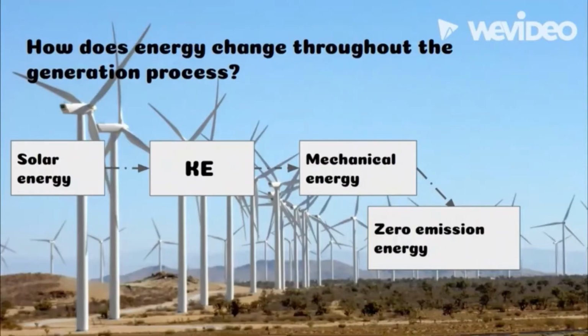How does energy change throughout the generation process? First, wind or solar energy makes the blades move, which creates kinetic energy and converts it into mechanical energy because of the position and the movement of the blades. In the process of kinetic energy converting into mechanical energy, it produces zero emission electricity. Zero emission electricity is an energy source that does not create pollution or emit waste into the atmosphere.